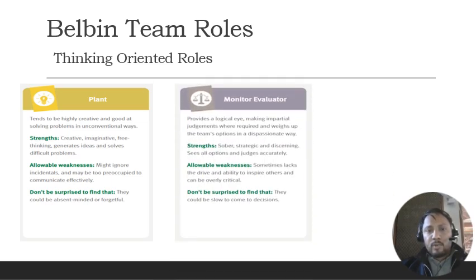Then we have monitor evaluators. These are the people who basically take the ideas from the plant and then evaluate that idea logically.